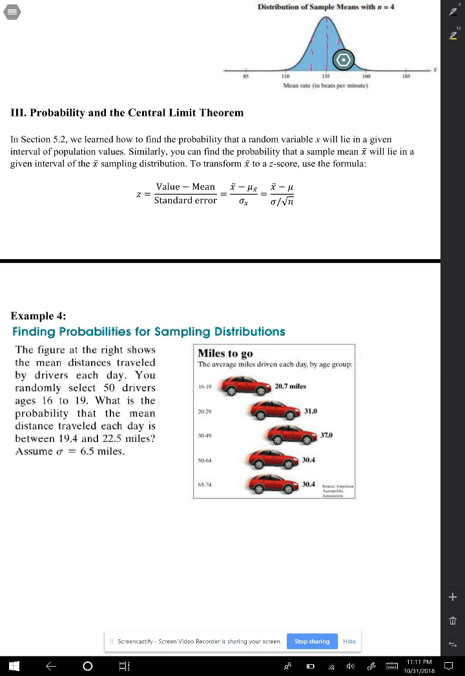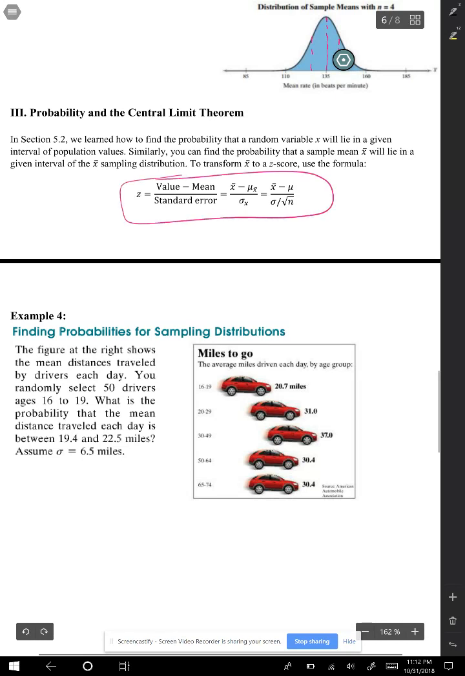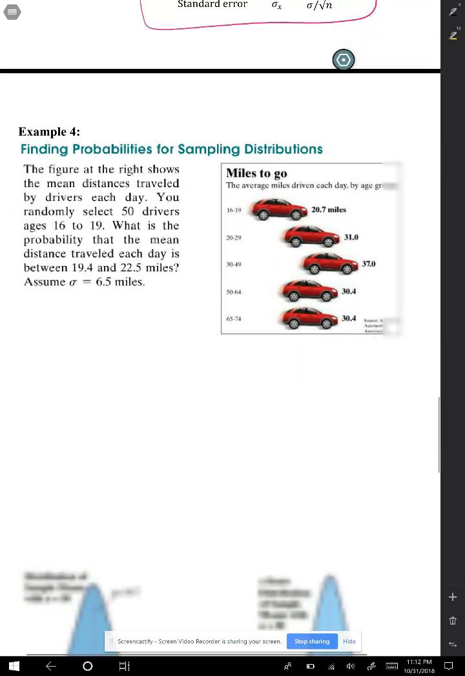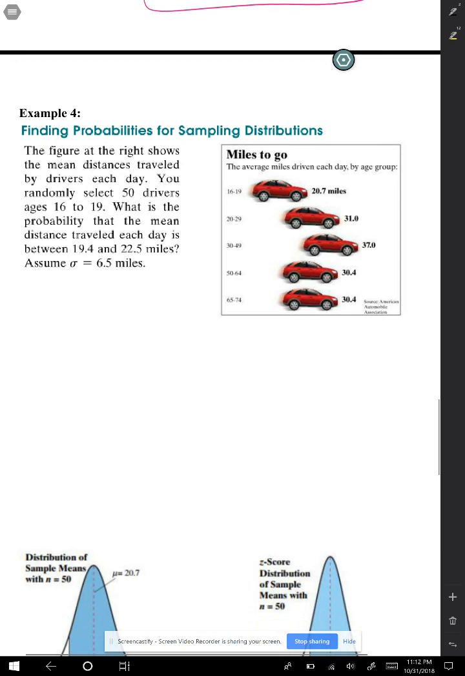So we're going to go back and find z-scores again, like we did earlier in chapter 5. To transform x bar, which remember is the mean of a sample, to a z-score, we're going to use this formula. It's the value that they give you minus the mean, divided by the standard error, which we've been using in the previous examples. All right, so let's put this into an example. It's a whole lot easier to explain with actual numbers.